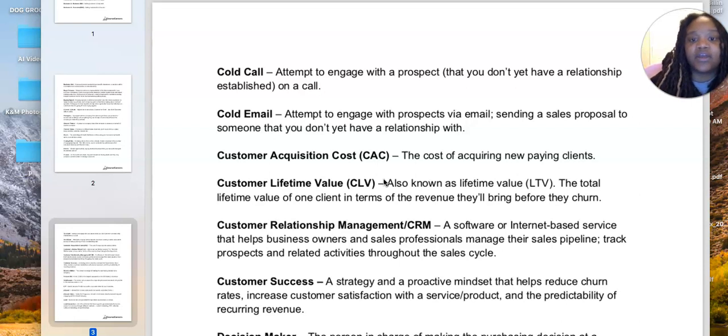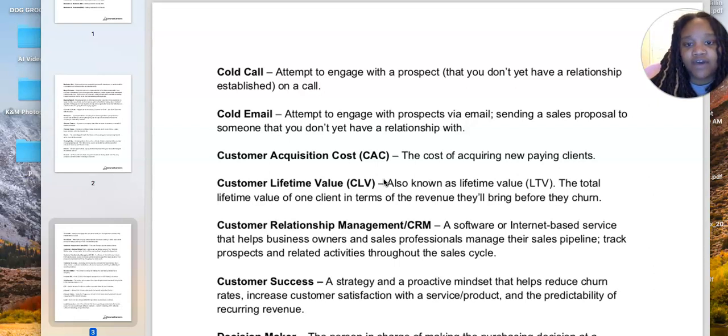Same thing for selling cars. The people that walked in, 9 times out of 10, they were marketed to. They saw maybe a commercial, maybe a social media ad. So there's a lot of money that goes into marketing in order to acquire new leads, new prospects. So that comes at a cost. So like I said already, it's the cost of acquiring new paying clients.